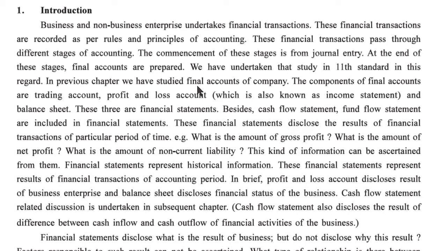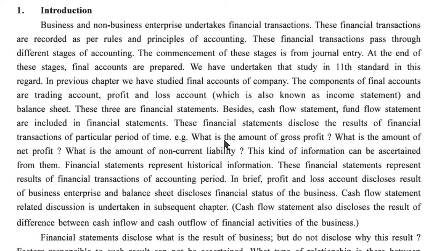In the previous chapter, we studied the final accounts of a company. The components of final accounts are the trading account, the profit and loss account, which is also known as the income statement, and the balance sheet. These three are financial statements. Besides, the cash flow statement and fund flow statement are included in financial statements. These financial statements disclose the result of financial transactions of a particular period of time.